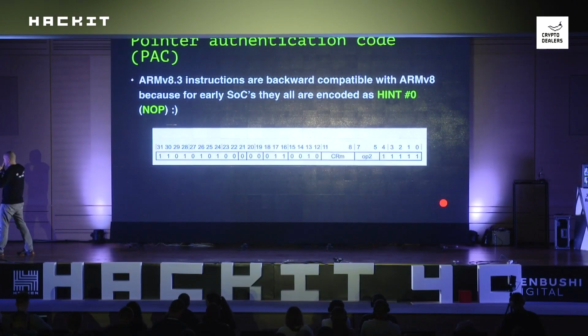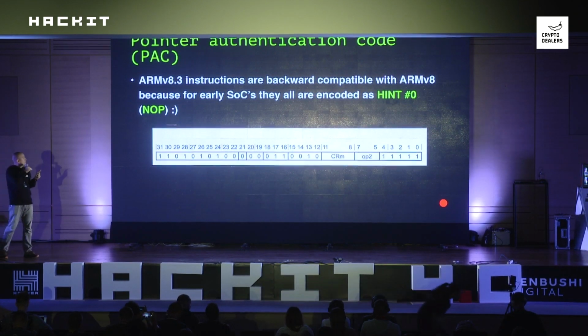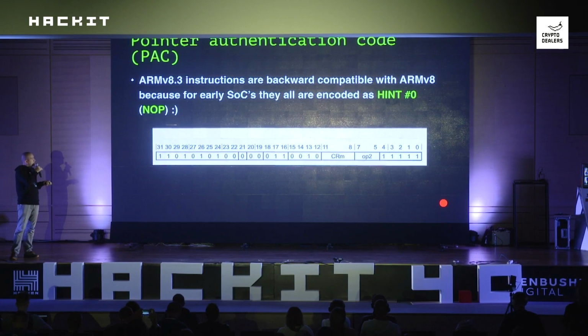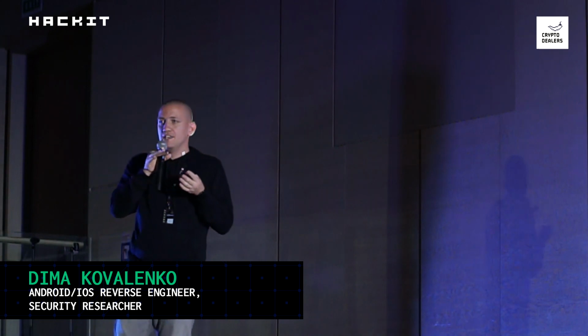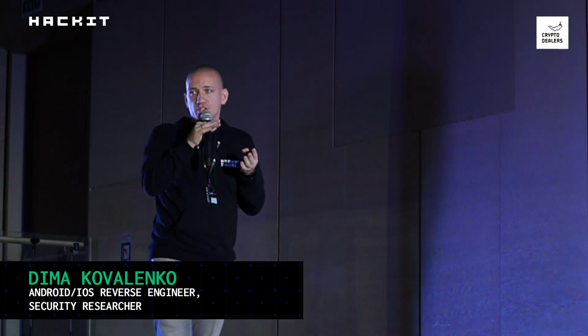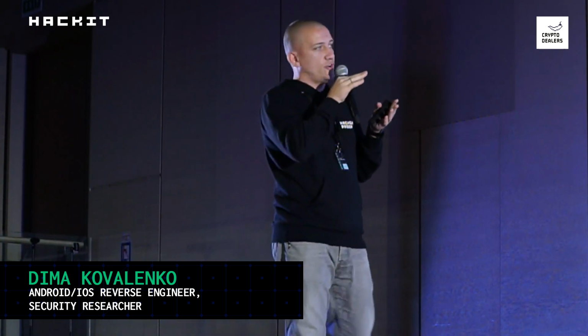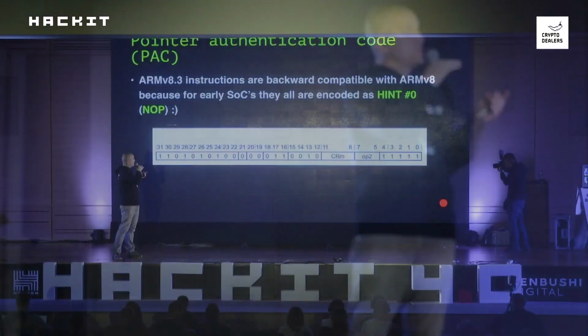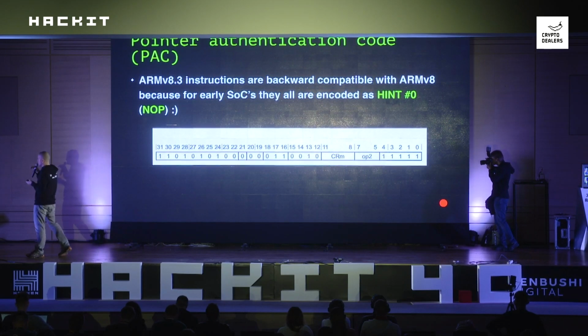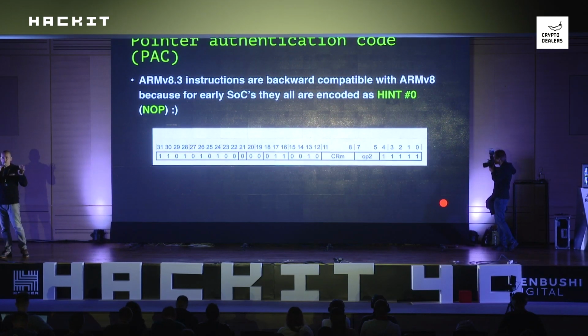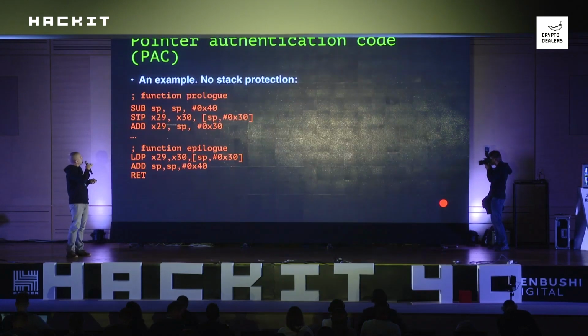And the solution of the last problem, backward compatibility, is very simple. They dedicated encodings for the new instructions from the hint NOP instruction range. And that's why for older systems which do not implement the new instructions, all these instructions are just NOPs, no operation. This is why they have backward compatibility.